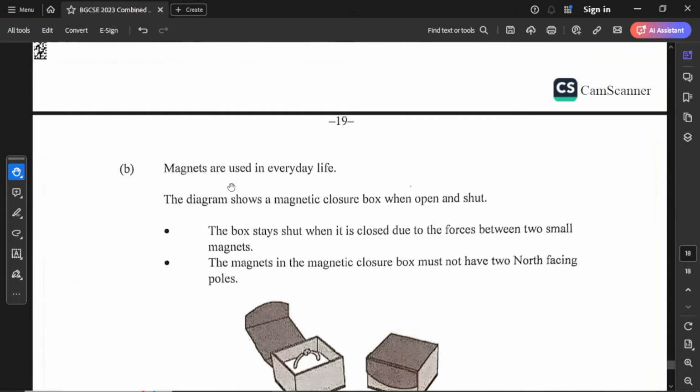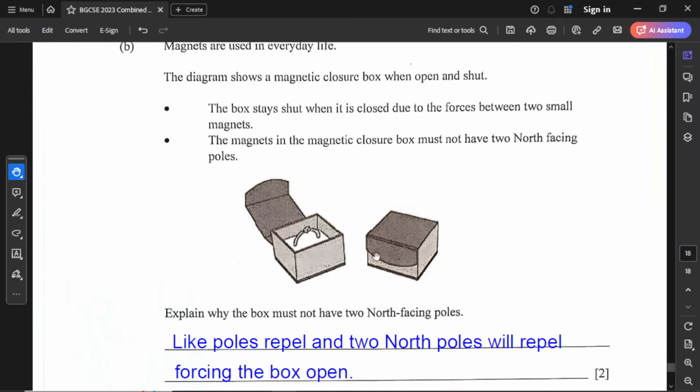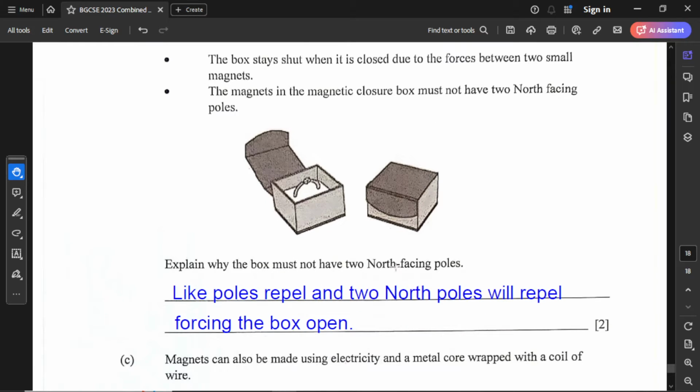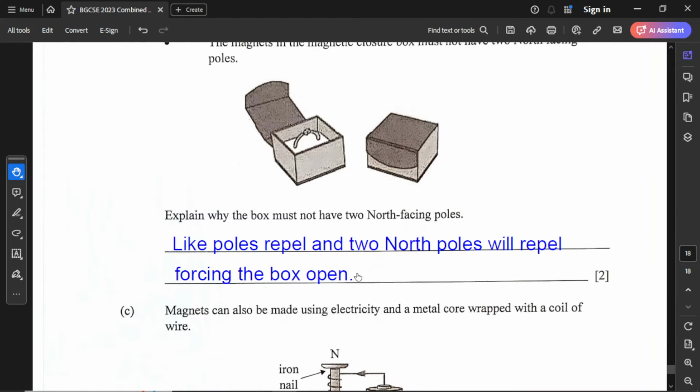All right, part B. Magnets are used in everyday life. The diagram shows a magnetic closure box when open and shut. The box stays shut when it is closed due to the forces between the 2 small magnets. It asks to explain why the magnets in the box must not have 2 north-facing poles, and this is simply because like poles repel, and if you have 2 north poles, then they will repel and force the box to open. So they must attract to keep the box closed.